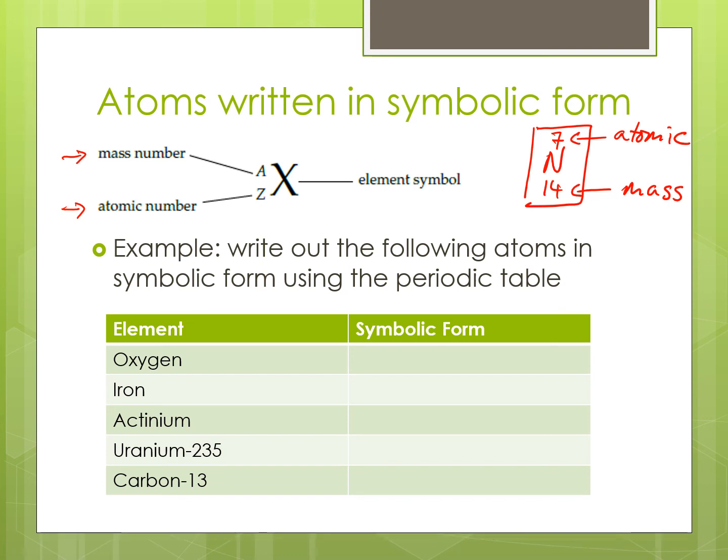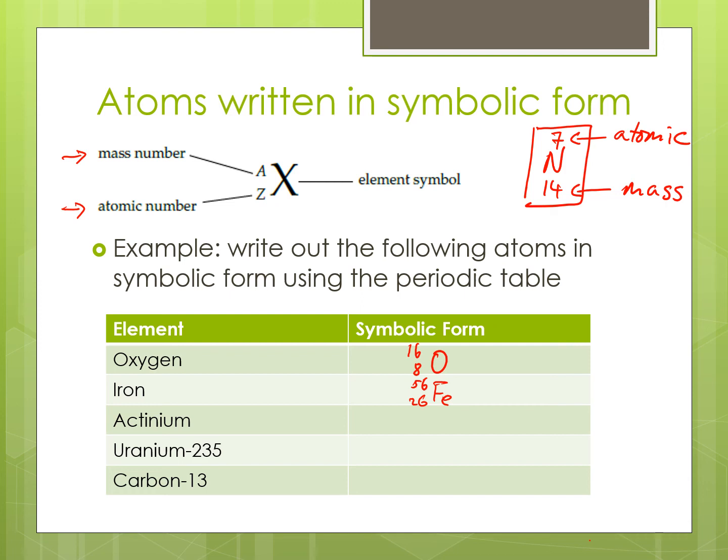Alright, so oxygen. Normal oxygen has a mass of 16 and a number of 8. Iron on the periodic table is mass of 56, atomic number of 20, whoops, that should say 26.